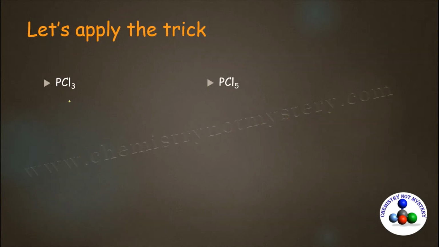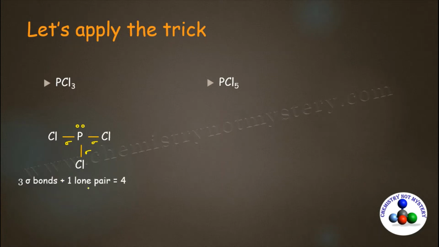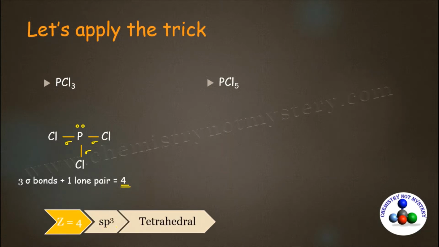Now come to the other example, PCl3. First of all, draw the structure of the PCl3 molecule. In PCl3 there are 3 sigma bonds and 1 lone pair. So you will get Z value equal to 4. So the hybridization will be sp3 and the expected geometry is tetrahedral.